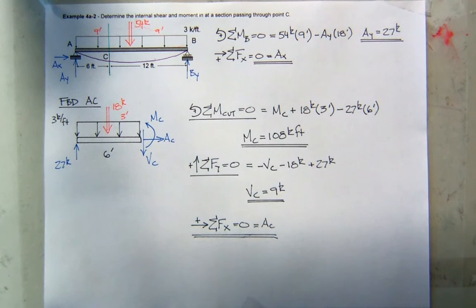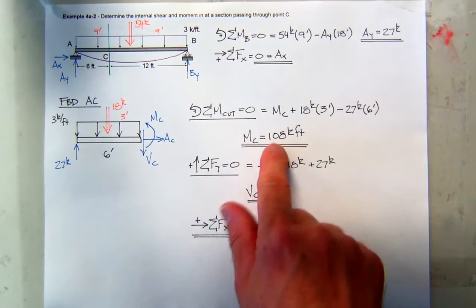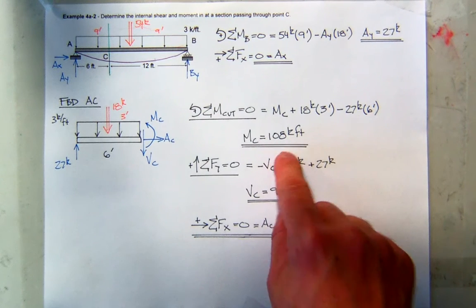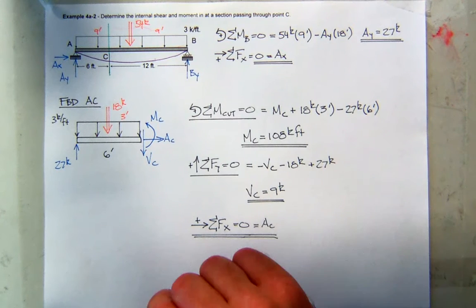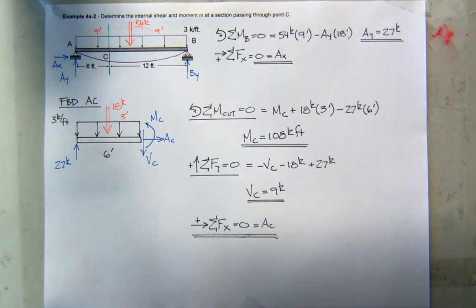Pretty cool, huh? So now if you had to design this beam, and I was really worried about something going on at C, you would know that, hey, I've got to have a beam that has the capacity of this moment and this shear, at least at that point. Is that the maximum moment and maximum shear in the beam? I don't know. Probably not. We'll find that out later.